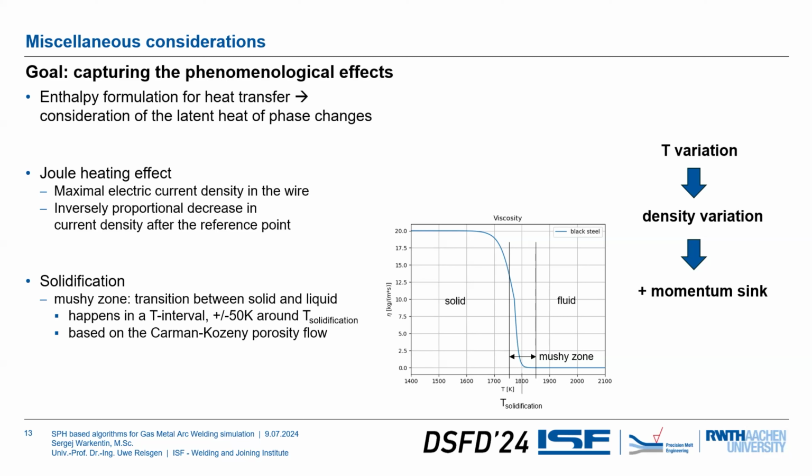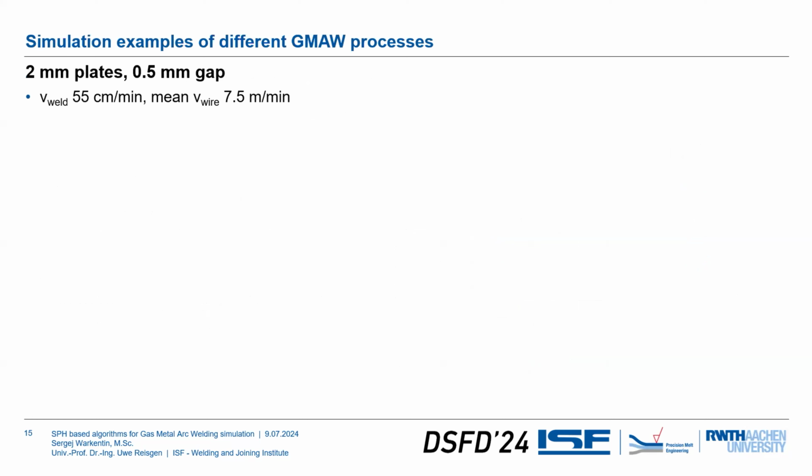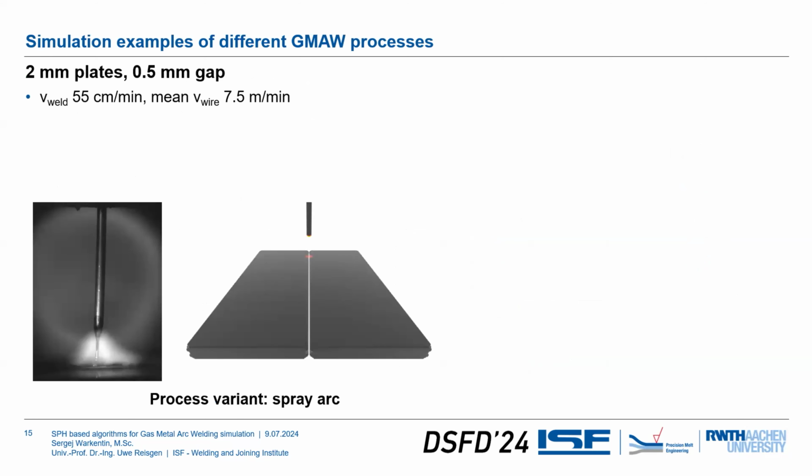And yeah, the solidification is also modeled with artificially high viscosity after the solidification temperature. So with this consideration, I come to the results. First example is different gas metal arc welding processes. Here is a process variant, spray arc.